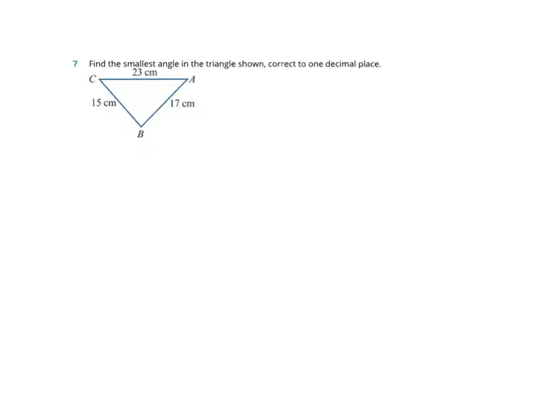Okay, in this question they ask you to find the smallest angle in the triangle shown. So the smallest angle is always opposite the smallest side. So you just find the smallest side. In this case, 15 is the smallest side, so A must be the smallest angle. So that's the one we're going to find.